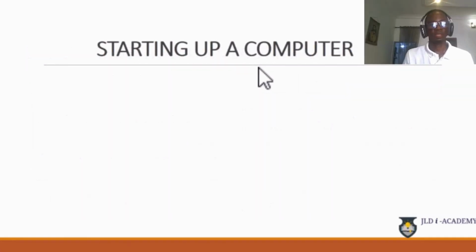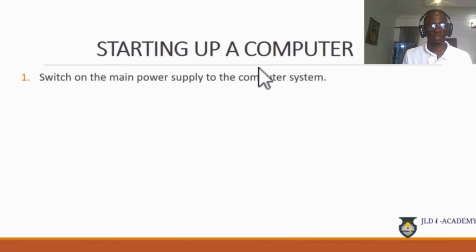Next, we'll look at starting up a computer, which is another computer operation. How do you start up a computer? You've just bought a computer, you want to start it up. Now, mind you, there are different types of computer. We have the desktop computer and the laptop computer, but the explanation for this is for a desktop computer.